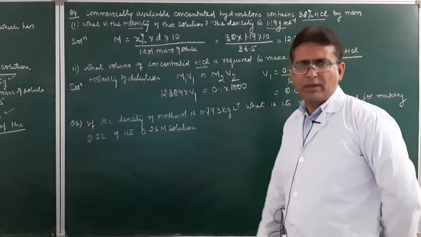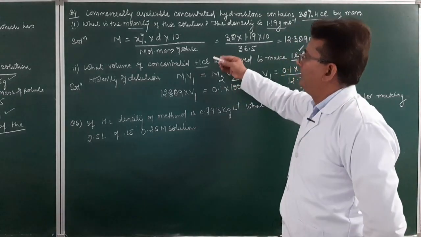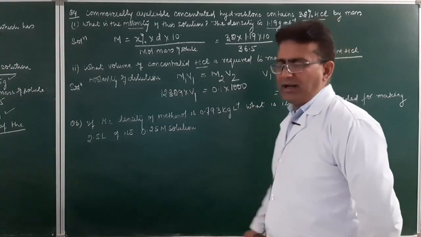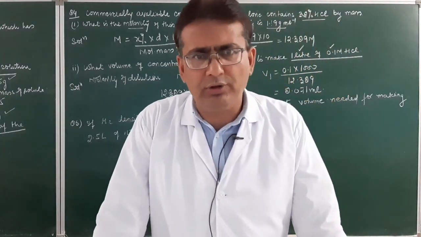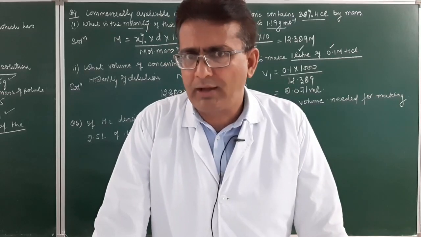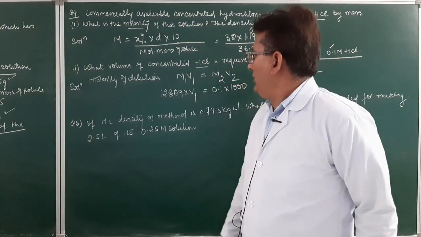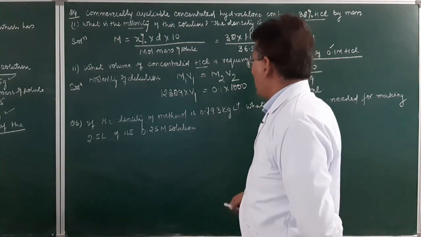Am I clear? So just see, this is the molarity of dilution formula. The formula is M1V1 equals M2V2. Am I clear? Now look at the other one.